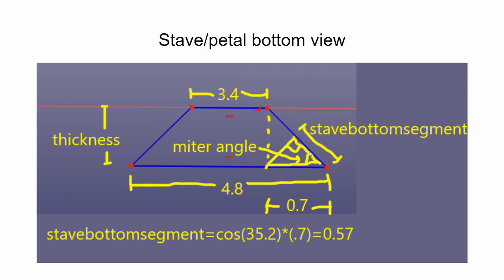As to why we do that, it'll be clear in a minute, why we're trying to figure out this triangle here. And I'm going to call it the stave bottom segment, just to give it a name in the spreadsheet, and so on. So we want to figure out this stave bottom segment for reasons that hopefully will be clearer later. So to do that, the cosine of 35.2, which is the cosine of our miter angle, which we figured out in previous steps, times our hypotenuse, 0.7, gives us 0.57. So now we know this length here.